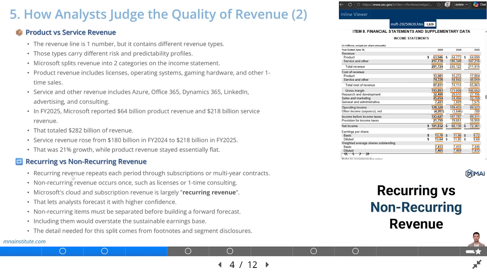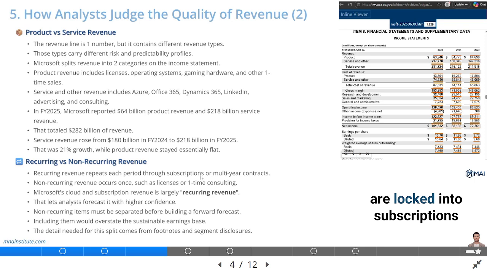Recurring versus non-recurring revenue. Recurring revenue repeats predictably each period because customers are locked into subscriptions or multi-year contracts. Non-recurring revenue occurs once and does not repeat, such as a perpetual license sale or a one-time consulting engagement. Microsoft's cloud and subscription revenue is largely recurring, which means analysts can project it forward with higher confidence. Non-recurring items must be separated out before building a forward revenue forecast because including them would overstate the sustainable earnings base. The detail needed to make this separation comes from the footnotes and segment disclosures.